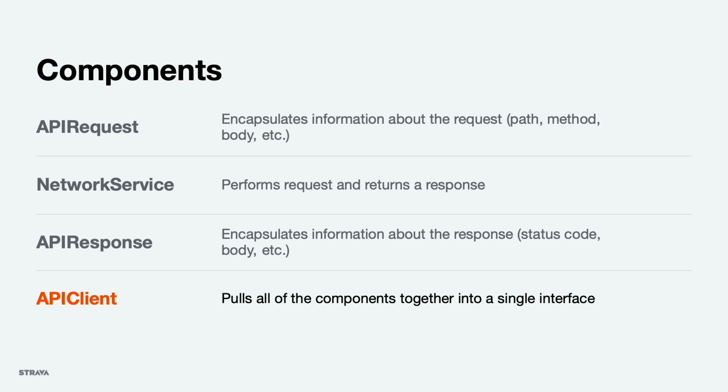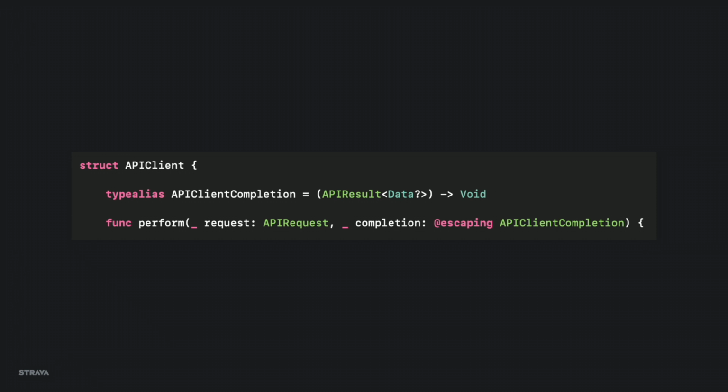The last part of the system is our actual API client, which in reality is pretty dumb. All it does is pull all these components together and act as a single interface for the consumers of it. I purposely left out the implementation because there's really not much to it. The most important thing here is the interface that you use to interact with it, this perform method.